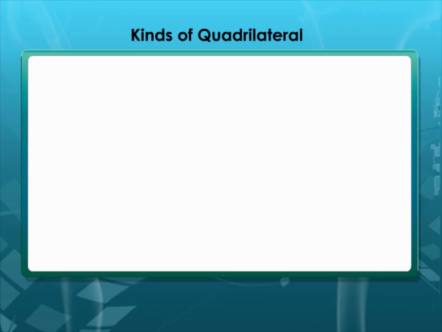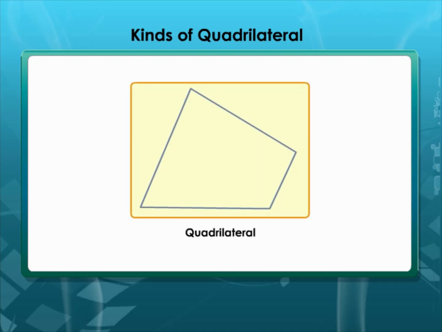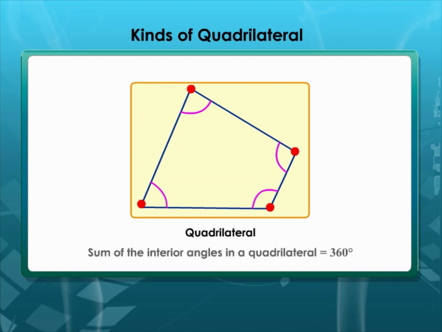Kinds of quadrilateral. A quadrilateral is a four-sided polygon. Quadrilaterals can be of different shapes, but they all have 4 vertices. The sum of the interior angles in a quadrilateral is always 360 degrees.